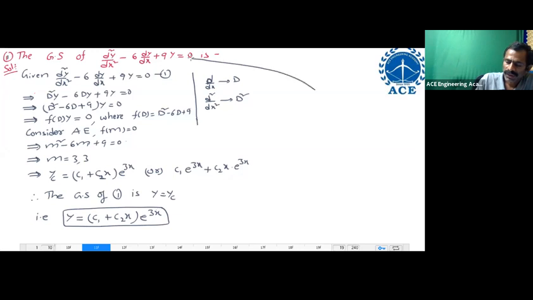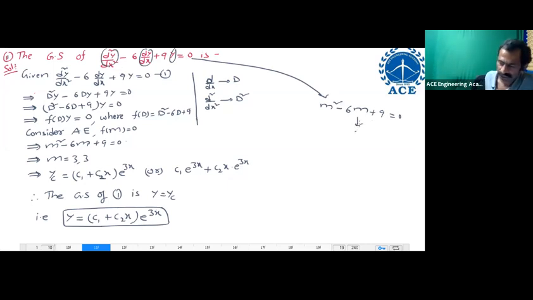From the differential equation, directly write the auxiliary equation. In place of the second derivative, write m squared. In place of the first derivative, write m. In place of y, write 1. Write the auxiliary equation, solve it, and choose the answer directly.